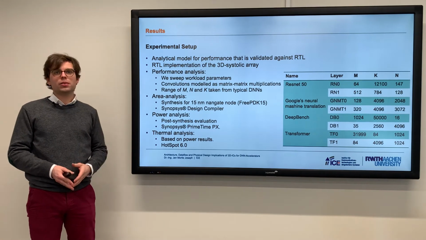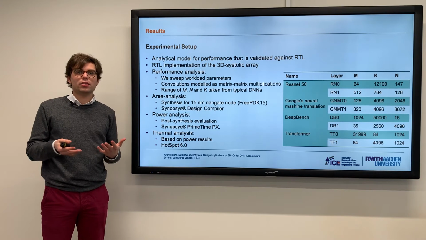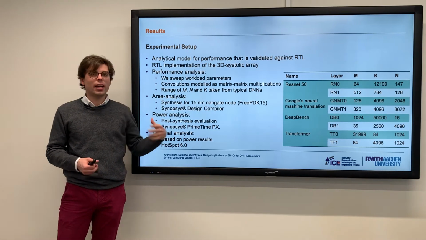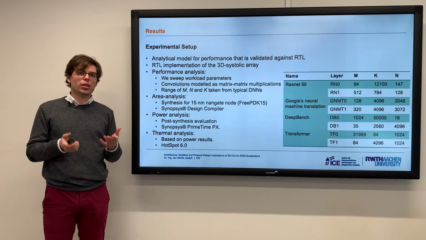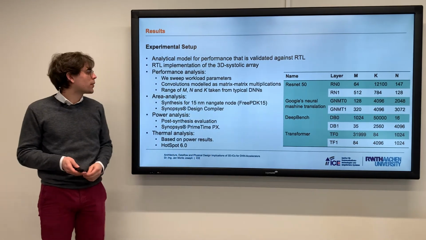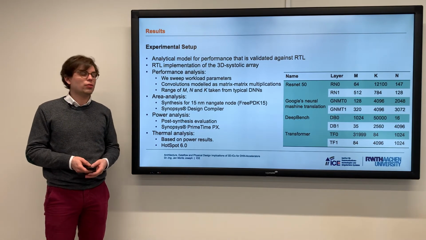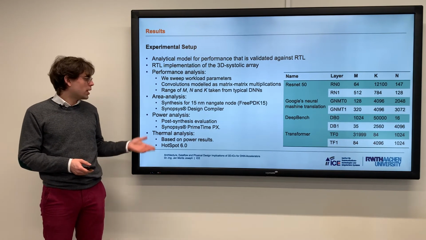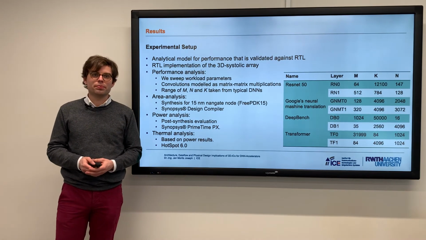For performance analysis, we swept different workload parameters. We modeled the CNNs as matrix-matrix multiplications, and this yields the parameters m, n, and k: the outer matrix dimensions m and n, and the inner matrix dimension of the product k. And we took them from typical workloads that you can see here as an example. For area analysis, we synthesized with a 50 nanometer free PDK. The power analysis was done post-synthesis using PrimeTime PX, and for the thermal analysis, we used HotSpot 6.0.